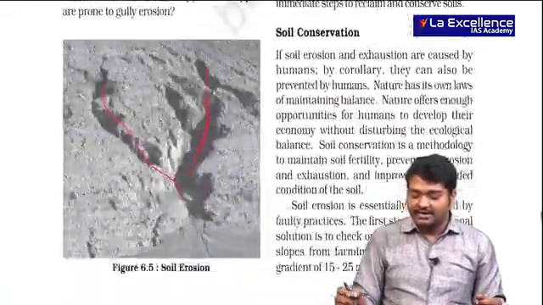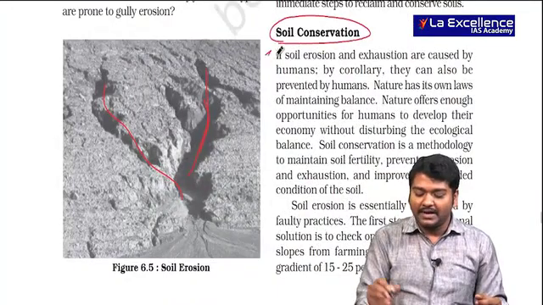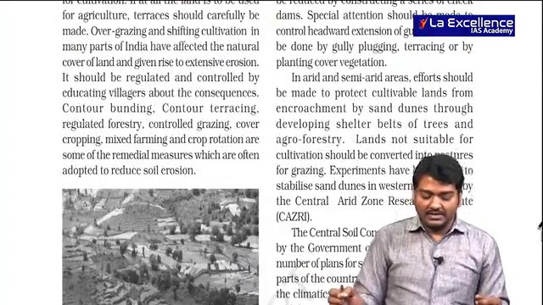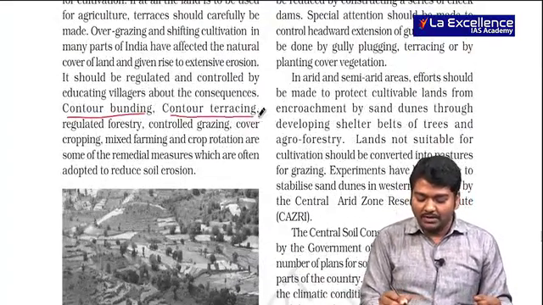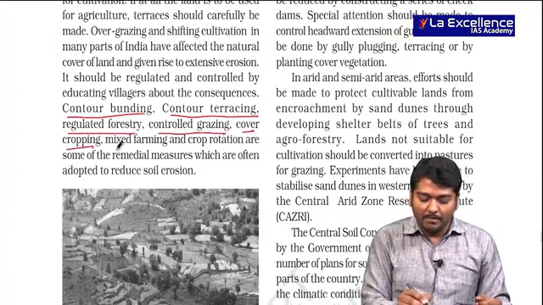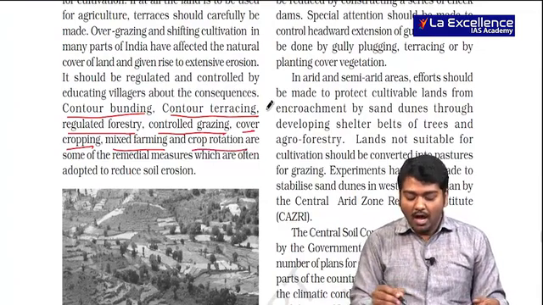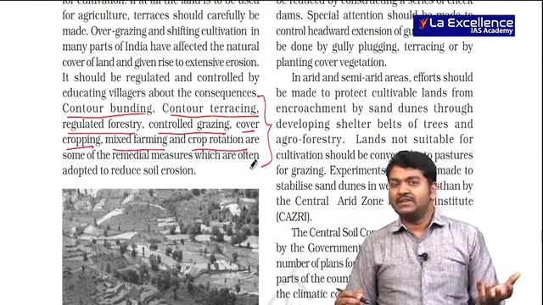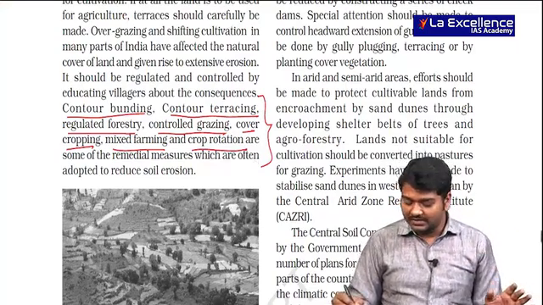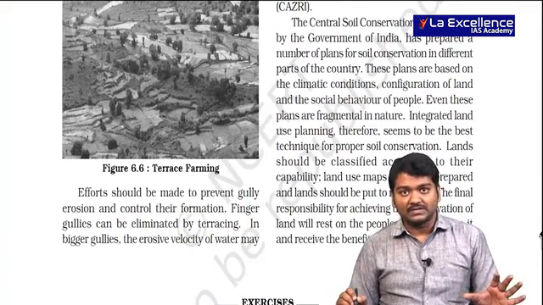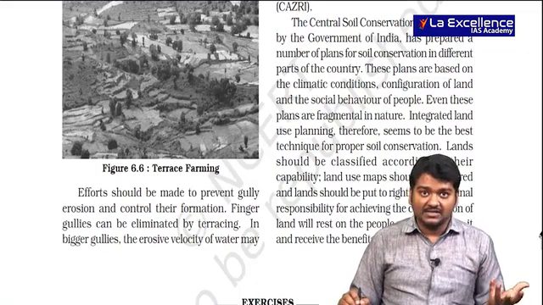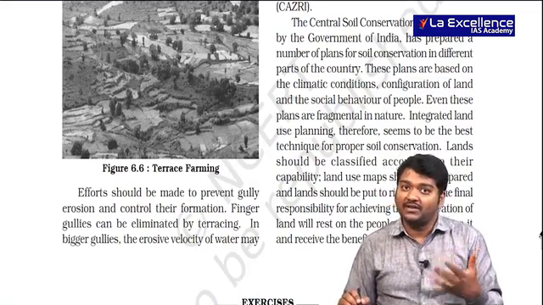And soil conservation techniques are properly explained in earlier classes itself. No need to worry much about that here. That is, we spoke about contour bunding, contour terracing, regulated forestry, controlled grazing, cover cropping, mixed farming, crop rotation. All this is usually used. We have seen the contour bunding, contour terracing, the pictures and all clearly. That is important for us. Nothing else to see with respect to this. Fine. So let's quickly move to the next chapter where we focus on disasters and what measures need to be taken with respect to that.